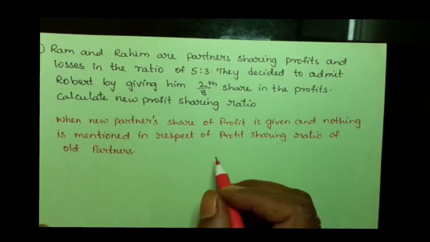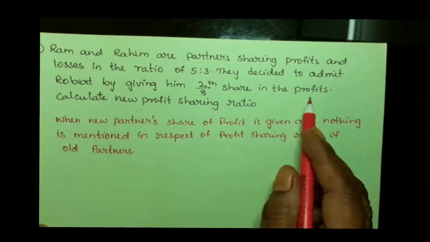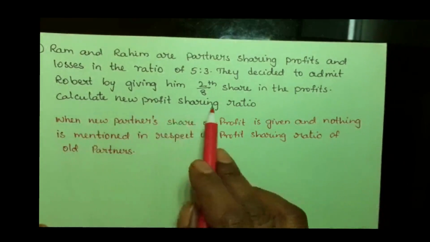Now, I will show you the first problem solution. Ram and Rahim are partners sharing profits and losses in the ratio of 5 is to 3. They decided to admit Robert by giving him 2/8 share in the profits. Calculate new profit sharing ratio.